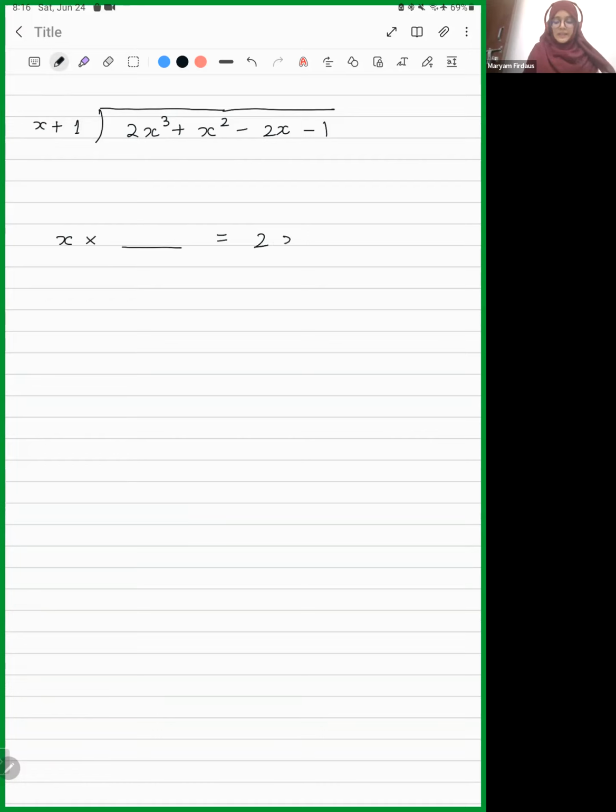How can we write x cube? x cube is nothing but x into x into x, right? So can you tell me x multiplied by what gives you 2x cube? It's 2x square. Very good, that is excellent. 2x square. Can you see how x is being multiplied with 2x square to give you 2x cube? This is 2x cube, right?